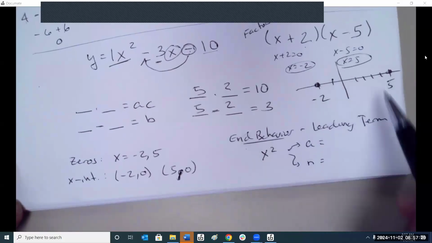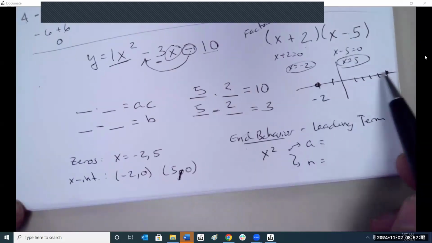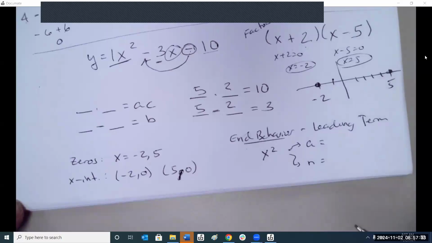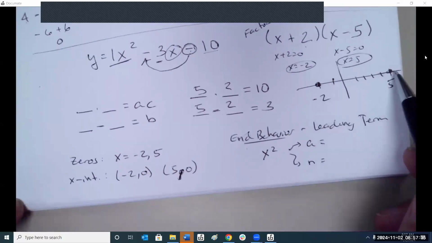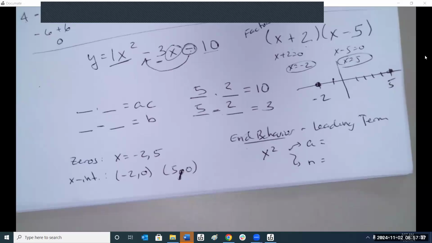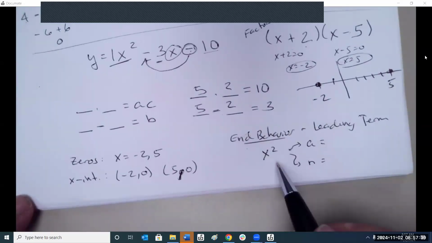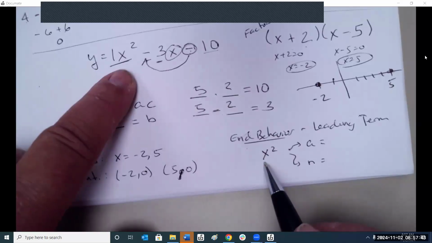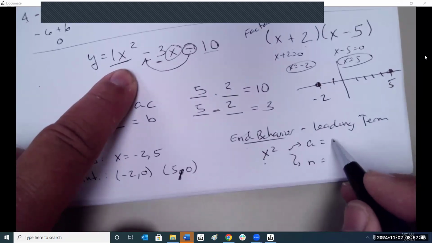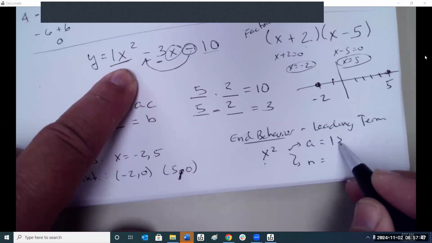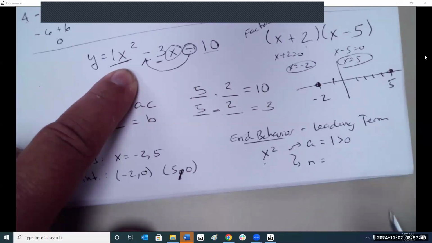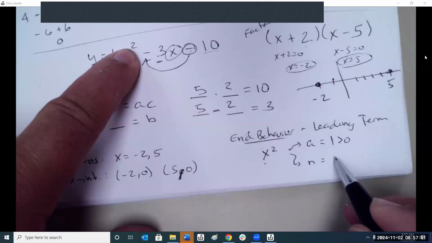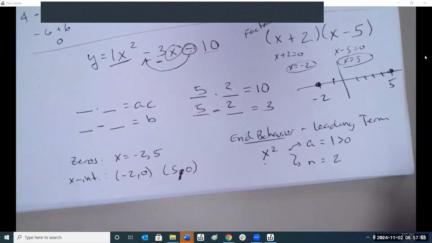To determine the graph of this, we know we have the intercepts there. So what happens at the end behavior, and at those two points? What happens to the graph at that point? So we look at the leading term. A is 1, it's a positive 1. N is 2, it's even.